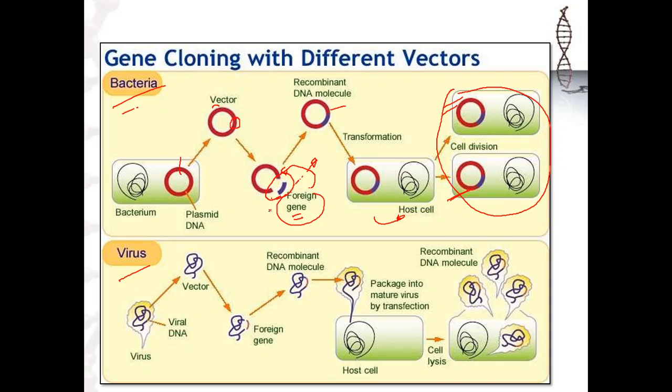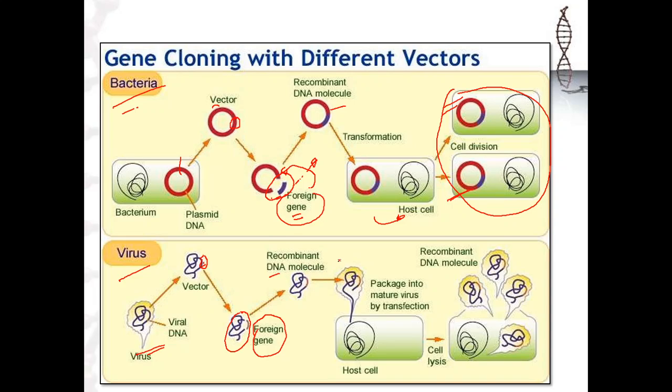Then we have another gene cloning using virus as a vector. Look at this one, we have the viral DNA. In the viral DNA, we have to cut a specific portion, the same way, using restriction enzymes. We have to cut a certain portion. We have to re-engineer that. And of course, another portion from the source of the desired gene, a foreign gene, we have to cut using the restriction enzyme. Then we join them using a ligase enzyme. Then we now have a recombinant DNA molecule, a recombinant viral DNA molecule.